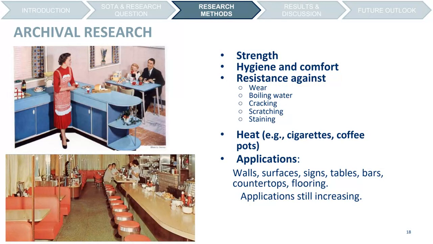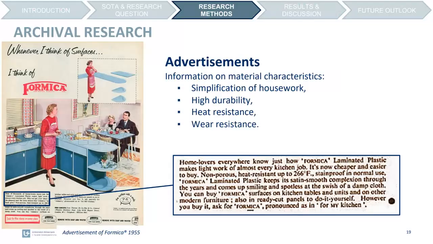Properties like strength, hygiene and comfort, resistance against all kinds of external conditions, including heat and cigarettes, for example. In decorative laminates, these properties are very useful, such as in walls, surfaces, signs, tables and bars. The amount of application is still increasing. This advertisement, for example, shows how decorative laminates simplify housework, are durable, and are heat resistant.